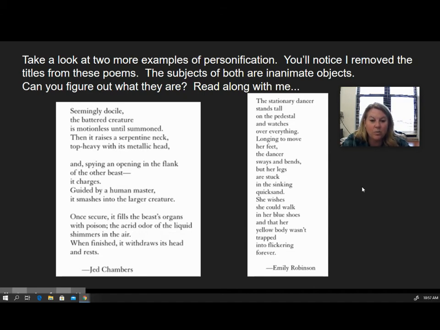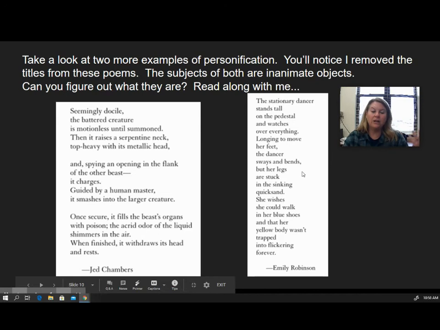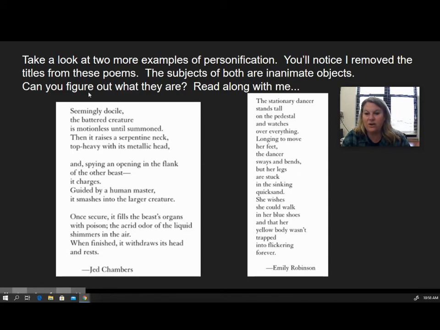She wishes she could walk in her blue shoes and that her yellow body wasn't trapped into flickering forever. Okay, so these are both about an everyday object that you could see in just about anybody's daily life. So what I'd like for you to do is try and figure out what you thought each poem was about. Then when we move to the next slide, you'll see the title and it will reveal what each of those poems was about.